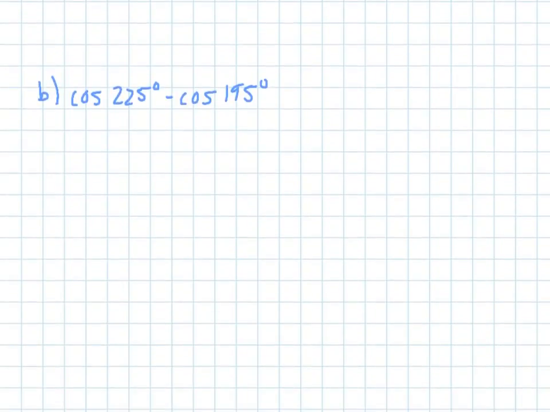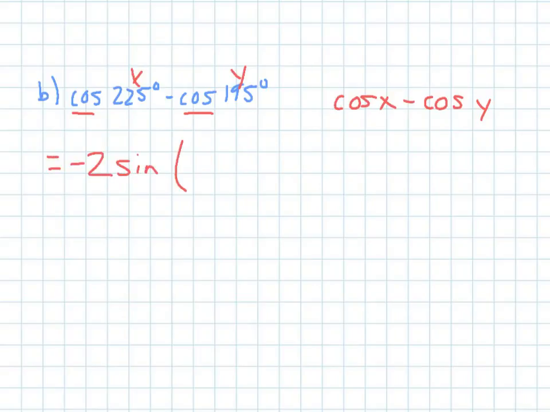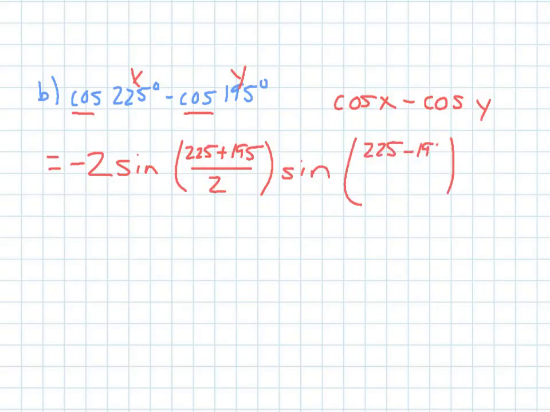Okay, next one, I have cosine of 225 minus cosine of 195. Since it's subtraction, you need to look to the sum to product formulas to see which one that would be. Since there's two cosines, it would be cosine of x minus cosine of y. So this is like your x, this is like your y. Then plugging it in, it's negative 2 times sine of your angles added to each other divided by 2, so 225 plus 195, and then times sine of your two angles subtracted from one another, so 225 minus 195 divided by 2.